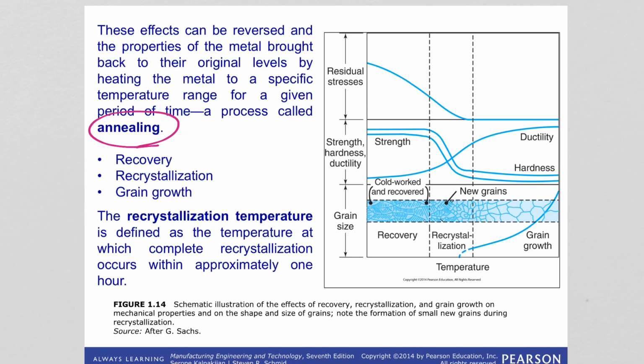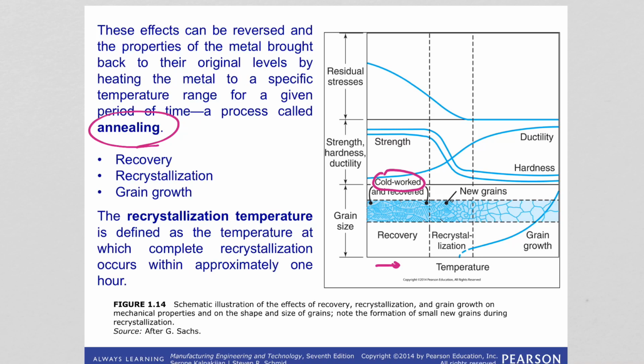Therefore, we have a process called annealing, where basically it has 3 stages: recovery, recrystallization, and grain growth. So in this figure we are seeing that we have cold work grain structure here. Okay, and in the recovery stage, of course, what is happening here is, so this is below the recrystallization temperature.